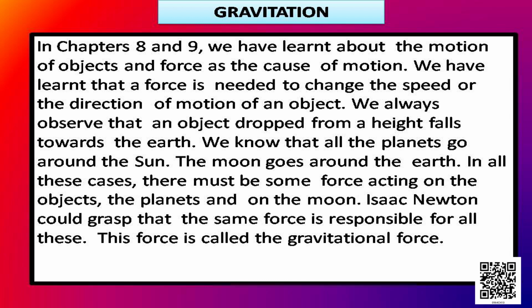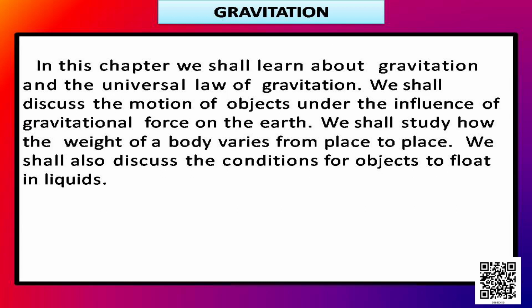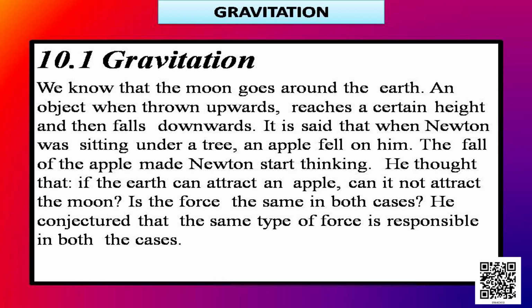In this chapter, we learn about the concepts of gravitational force. Okay? We have also learned the universal law of gravitation. We discussed the motion of objects under the influence of gravitational force on the earth, how the weight of a body varies from place to place, and the conditions for objects to float in liquids. So, an object when thrown upwards reaches a certain height and then falls downwards.